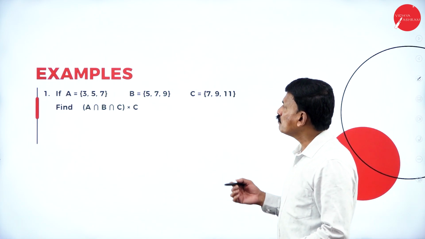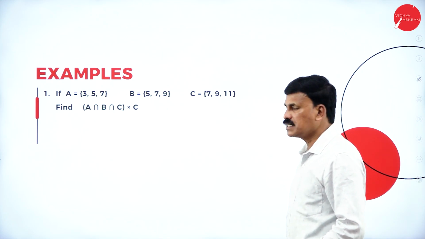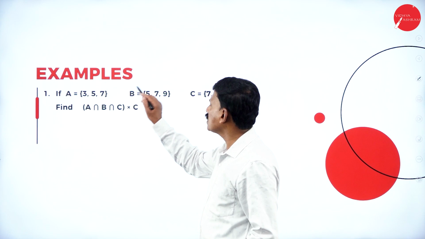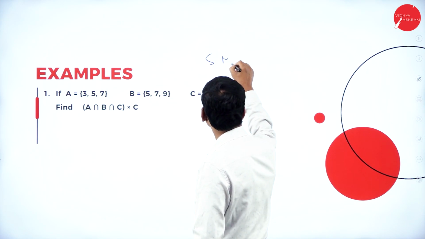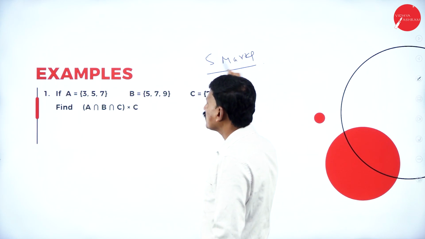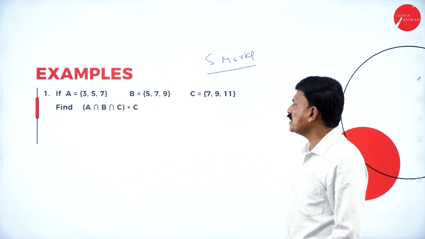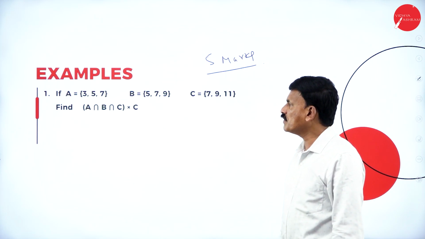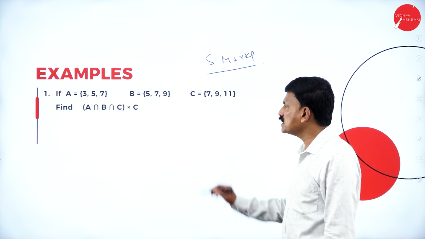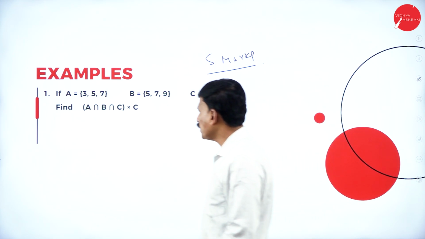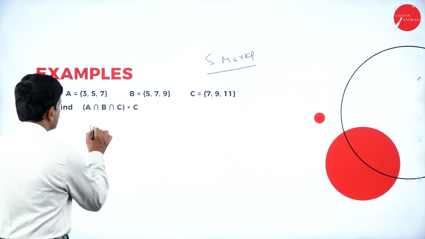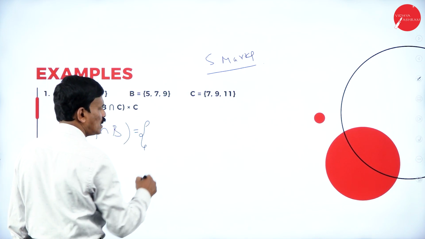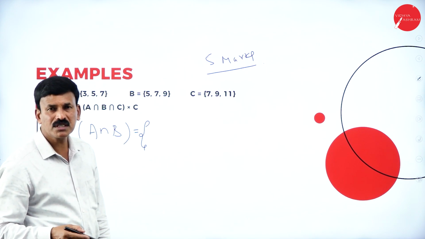Right. Now, knowing this, let us take a few problems based on the Cartesian product. These are very important type problems for 5 marks. If A is equal to {3, 5, 7}, B is equal to {5, 7, 9}, C is equal to {7, 9, 11}, find (A intersection B intersection C) cross C. Now, first find A intersection B.